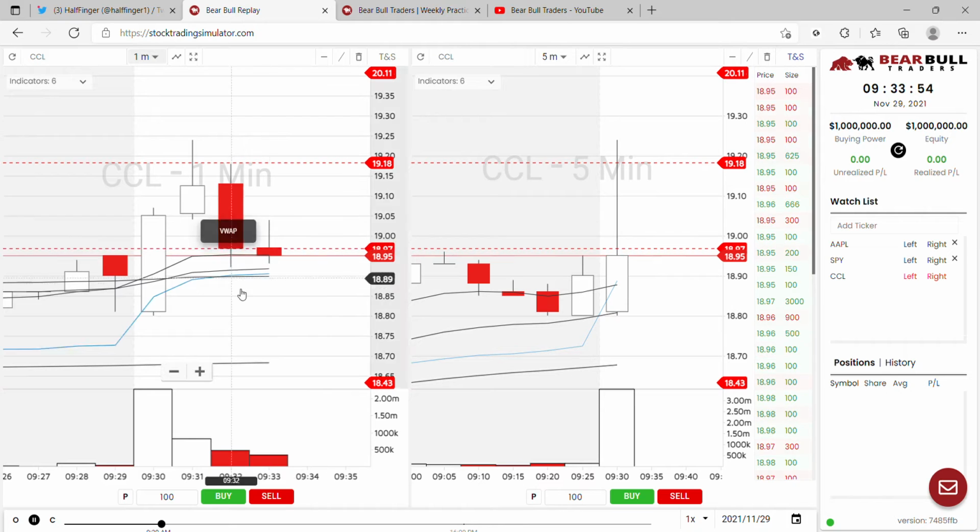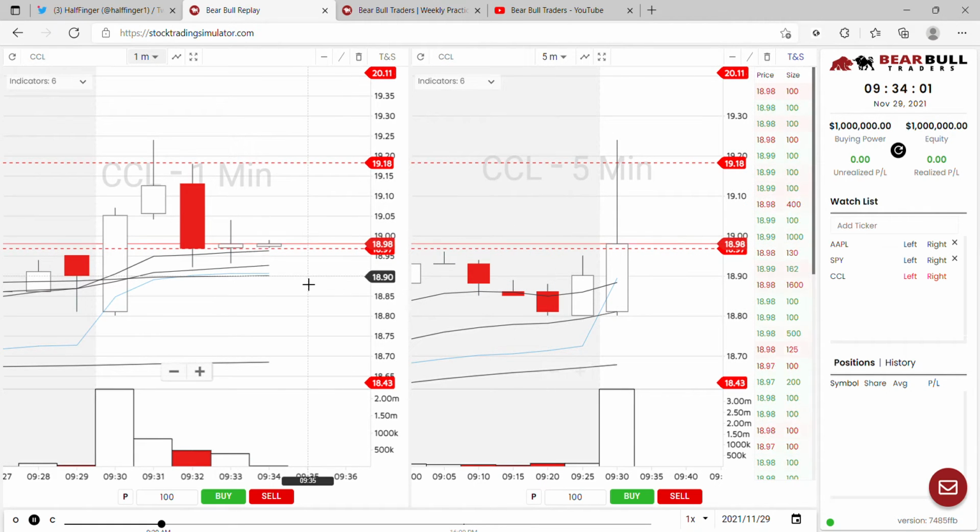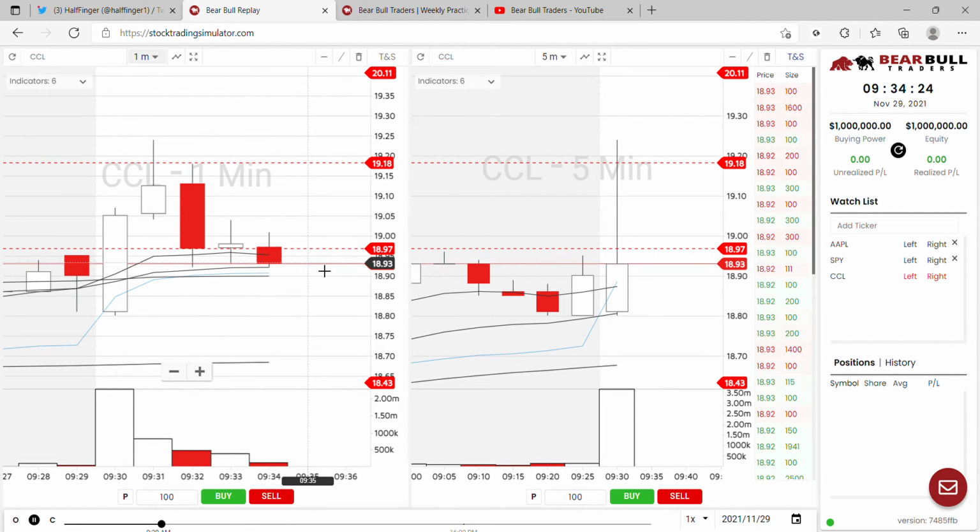So if it can close above and then open higher, it can be a good opportunity to go long. We see this red line here. This is an important line, as you can see the move of the stock. So it couldn't really push up higher. Not yet, at least. So just have to wait and see.